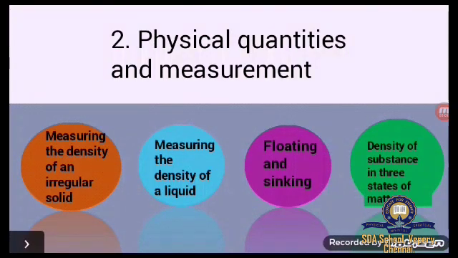In this second lesson called Physical Quantities and Measurement, we will learn about these topics. Measuring the density of an irregular solid, measuring the density of a liquid. We will see how the floating and sinking of objects are occurring, and we will also learn how the density of substance varies in 3 states of matter.